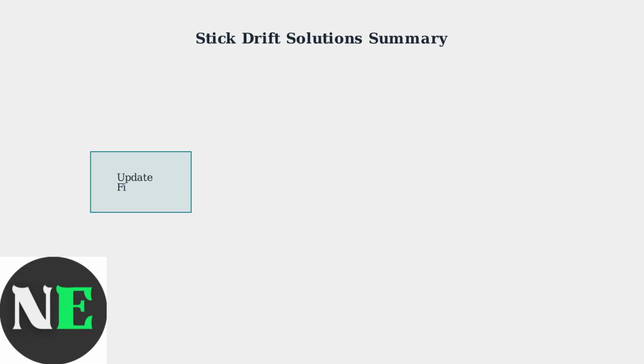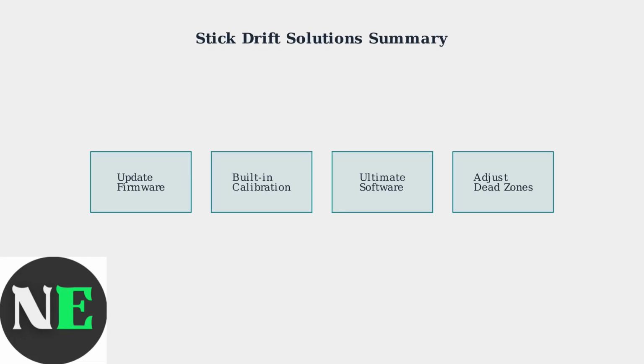These four solutions, firmware updates, built-in calibration, Ultimate software calibration, and dead zone adjustment, provide comprehensive approaches to fix stick drift on your 8BitDo controller. Try them in order until you find the solution that works best for your specific situation.